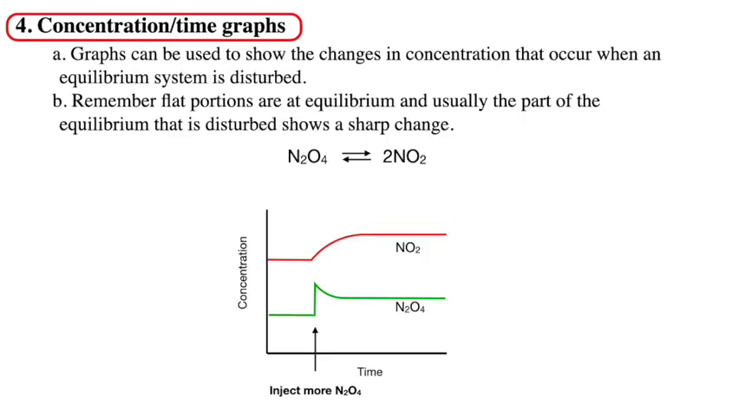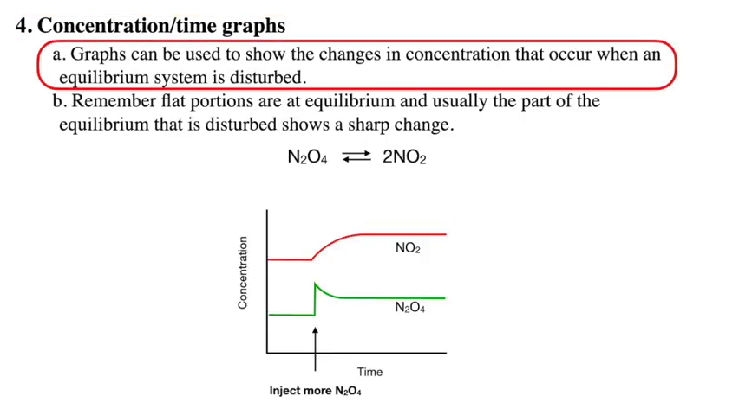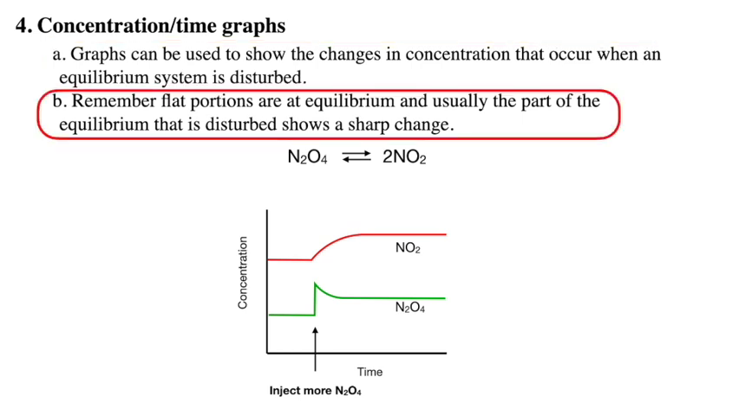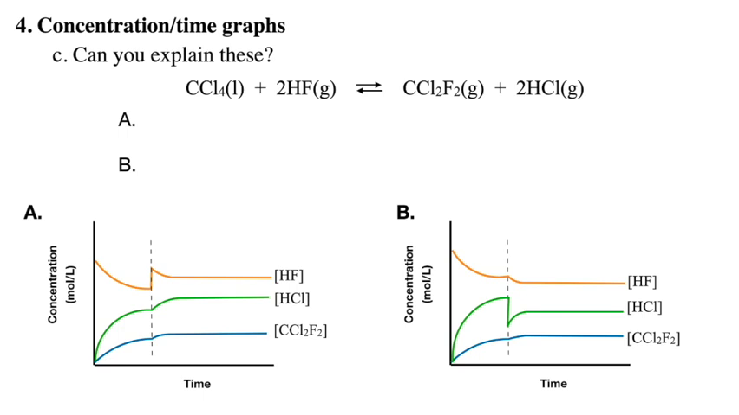Okay, now when we look at graphs, this is what these graphs look like. You can see in this graph where the equilibrium was disturbed or stressed. You can see on the green line, the moment we increased the concentration of N2O4, and then it shifted away, and NO2 went up, and N2O4 went down. Okay, you can see it right there.